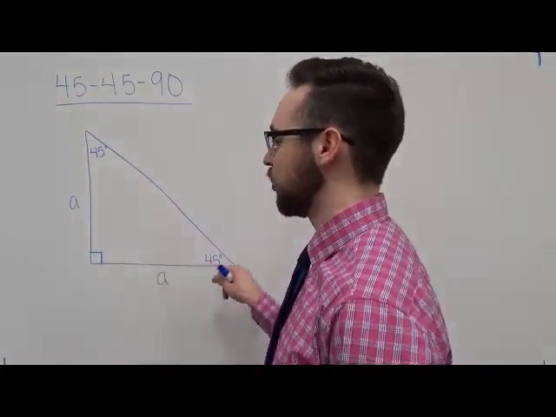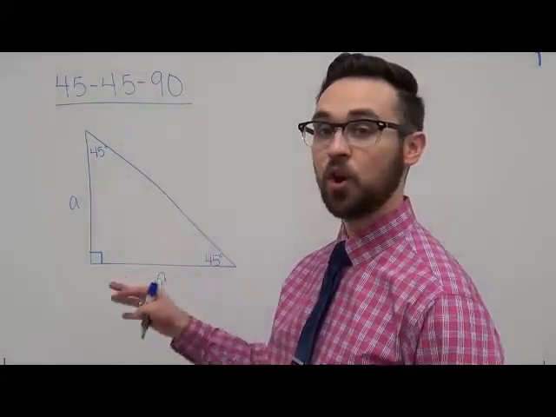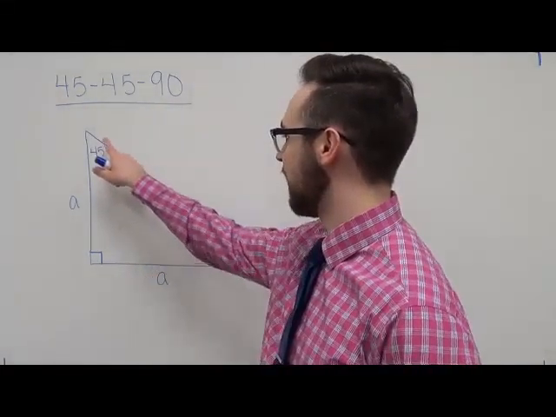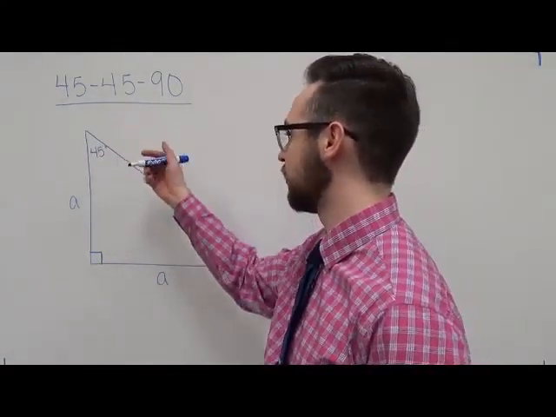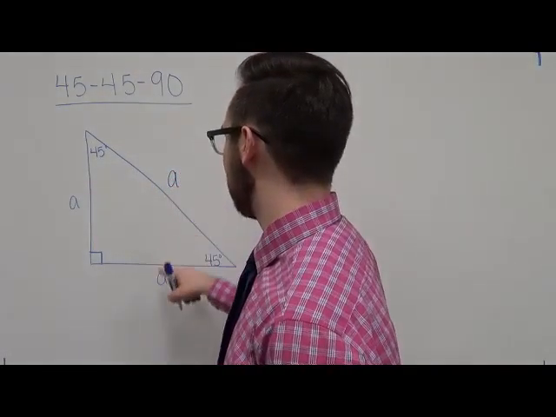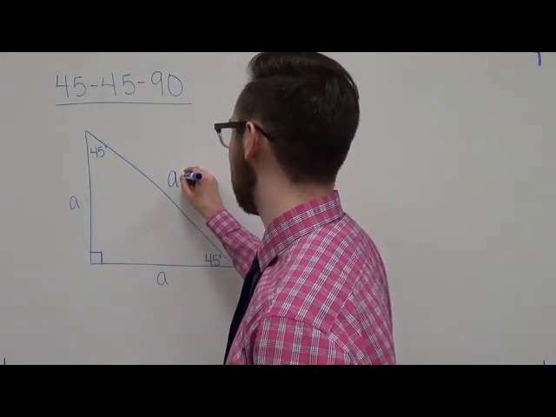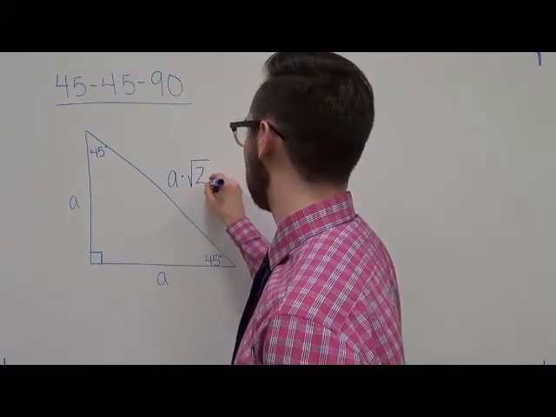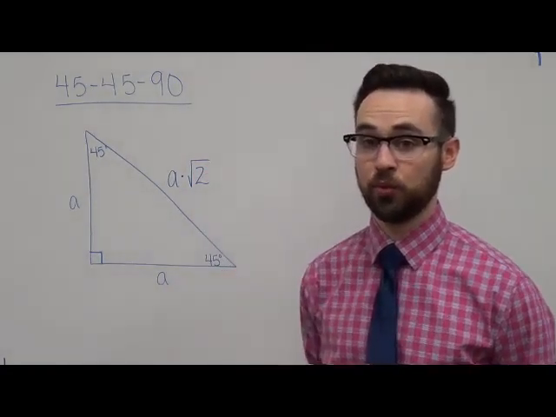When this happens, there's a special relationship, and we just always know that this hypotenuse is going to be the length of the leg times the square root of 2.